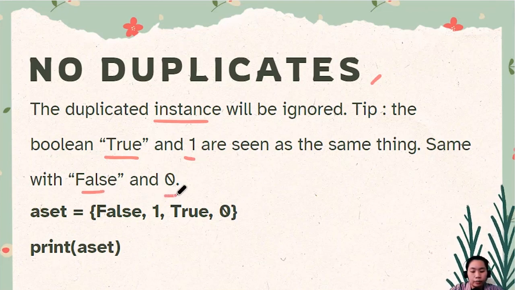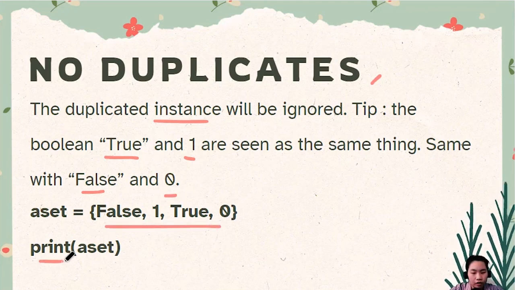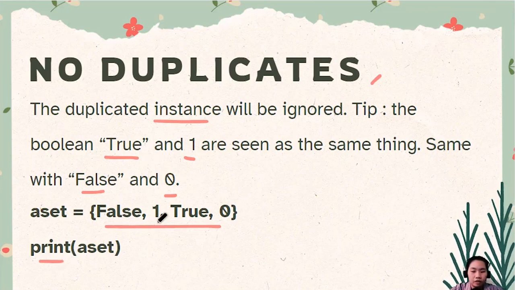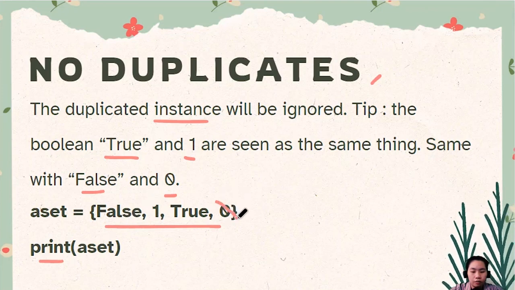Okay, so I have an example over here. False, 1, true, and 0. If I were to print this out, what do you think the end result will be? Well, it's just going to be false and 1, okay? Because false is a duplicate of 0, so 0 is ignored. True is a duplicate of 1, so true is ignored.